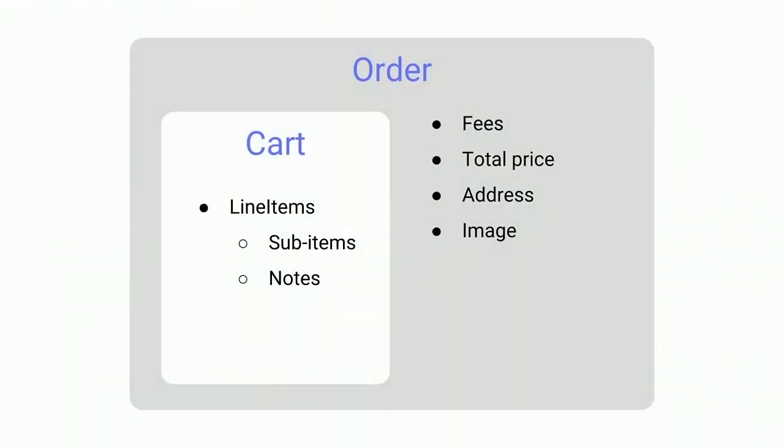So the basic data structure for every transaction is an order. Each order has a cart where you specify line items, sub-line items, and notes. So for example, in our burger example, a hamburger might be a line item, and a bacon add-on would be a sub-line, and you might have medium rare in the notes. So item versus sub-item really only affects the presentation of the receipt that the user sees. So it's really your choice as to how you structure the cart in a way that the user can clearly understand what it is that they're purchasing. And then on the order itself, you'll set fees and other adjustments, total price, delivery address, and overall image for the order.